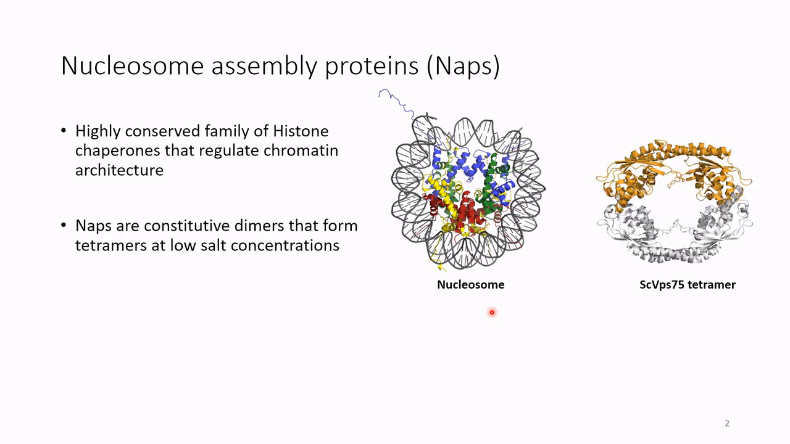Studying NAP proteins can be a little bit challenging. This is because they're constitutive dimers that are known to form tetramers in a salt-dependent manner. So shown here is the crystal structure of one NAP protein from yeast called VPS75. In orange, we can see one constitutive homodimer, and in white, we can see another constitutive homodimer. You can see in the crystal packing that they form this tetramer with this ring-like structure.